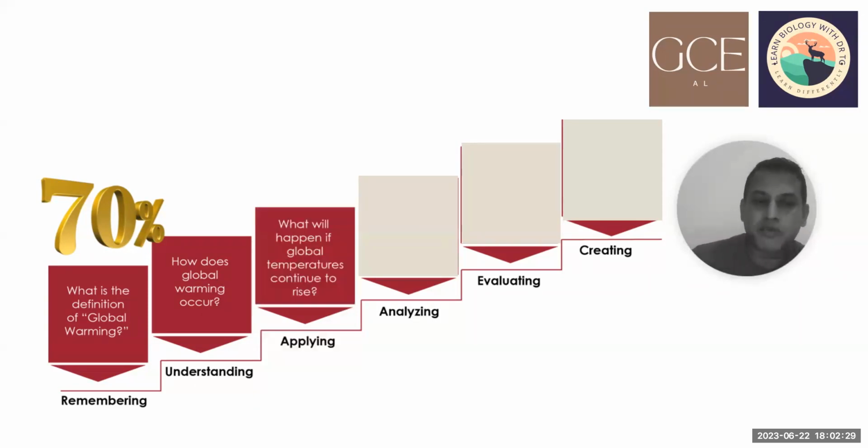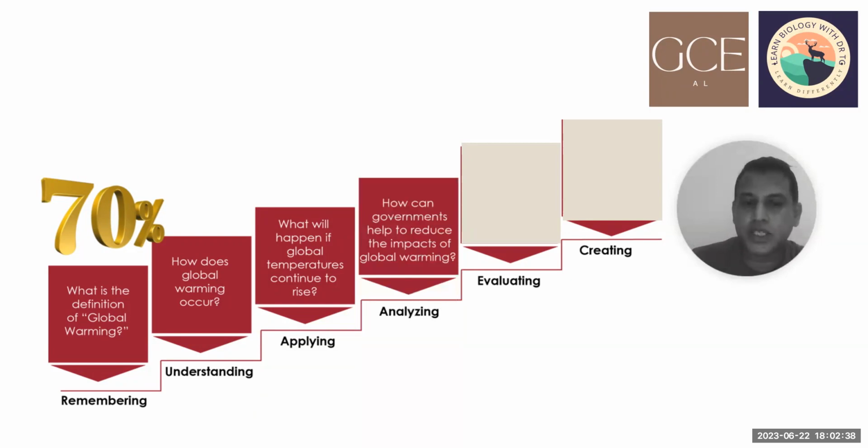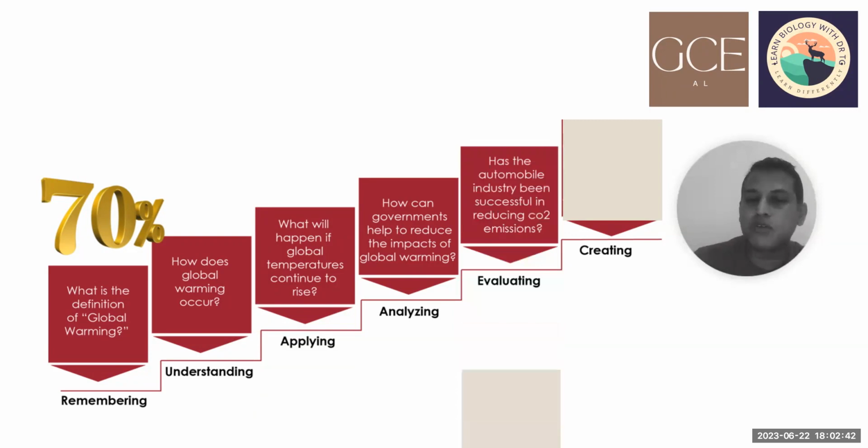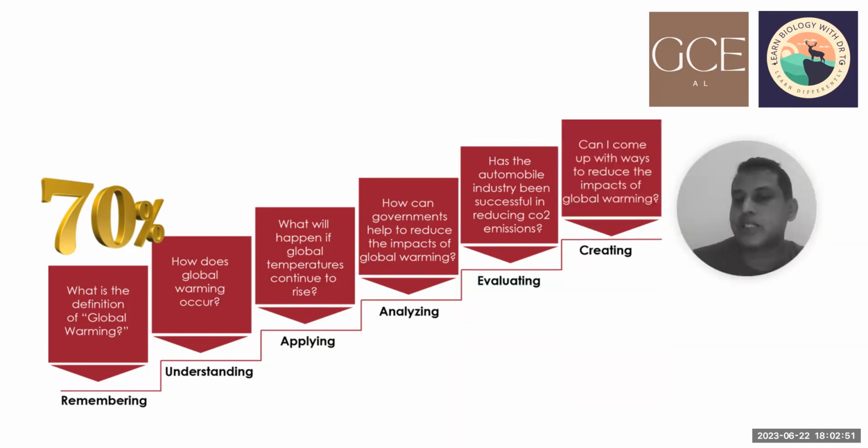Then applying type of question. What will happen if global temperature continues to rise? That is the effect of global warming. Then analyzing question: how can the government help to reduce the impact of global warming? Evaluating question: has the automobile industry been successful in reducing carbon dioxide emission? And creating question: can I come up with ways to reduce the impact of global warming?